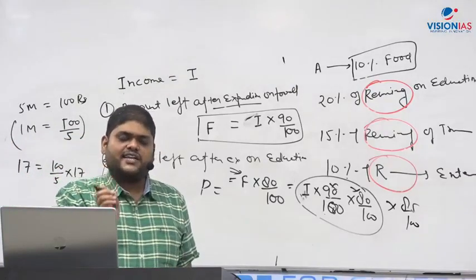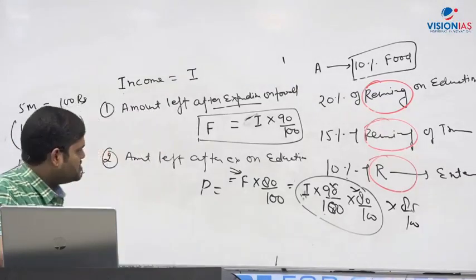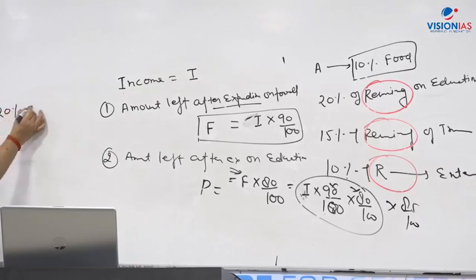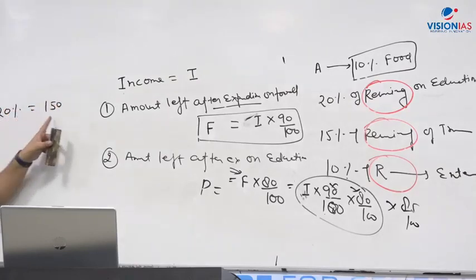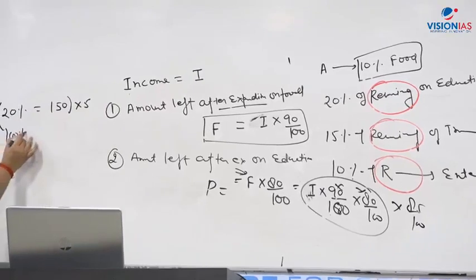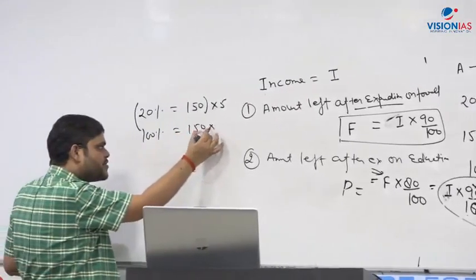And you can find out 100% anyway. Suppose, for example, data is given like this: 20% is equal to 150. We have to find out the 100%. What are the ways? One way is simply you can multiply by 5. You will get 100% is equal to 150 into 5.